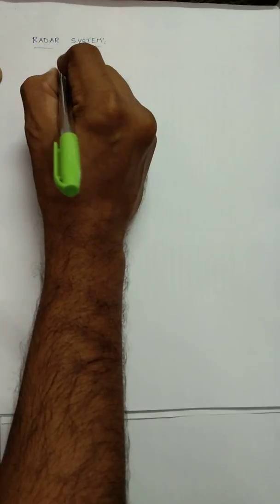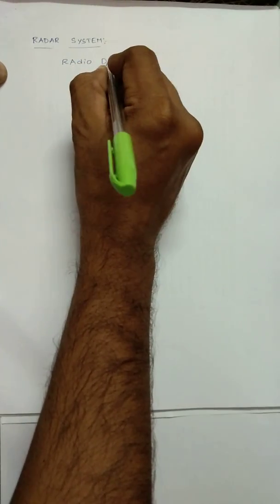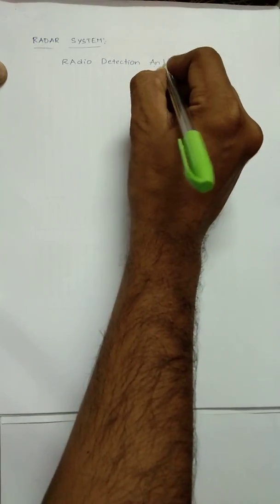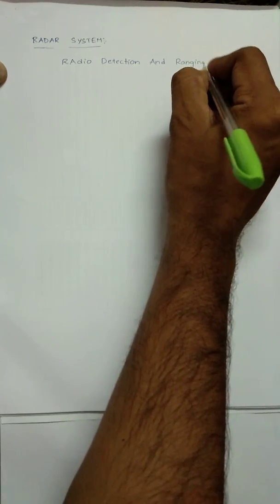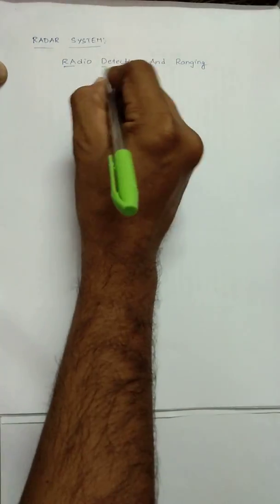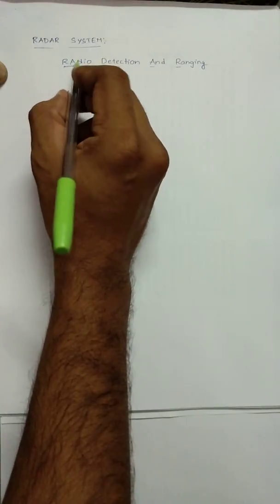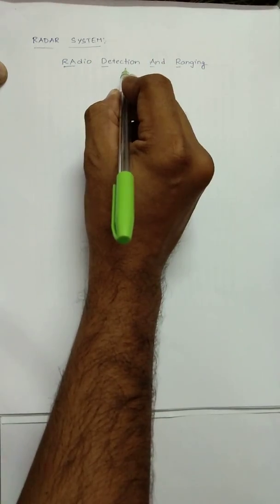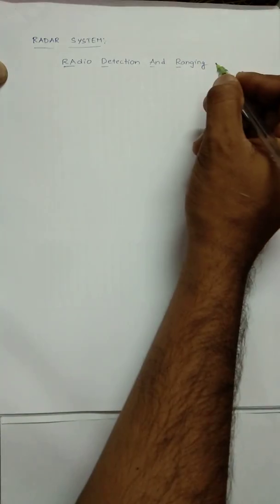First, the radar system full form: RA stands for radio, D for detection, A for and, and R for ranging. Radio, detection and ranging. So clearly the name tells that we are using radio waves for the detection of objects and also to find the distance between the object and the radar system.